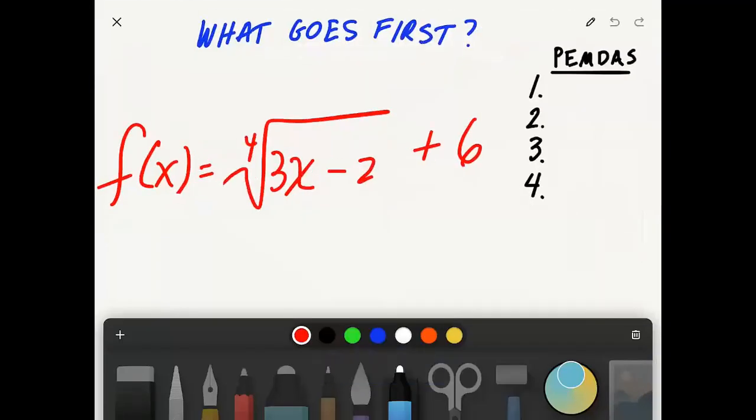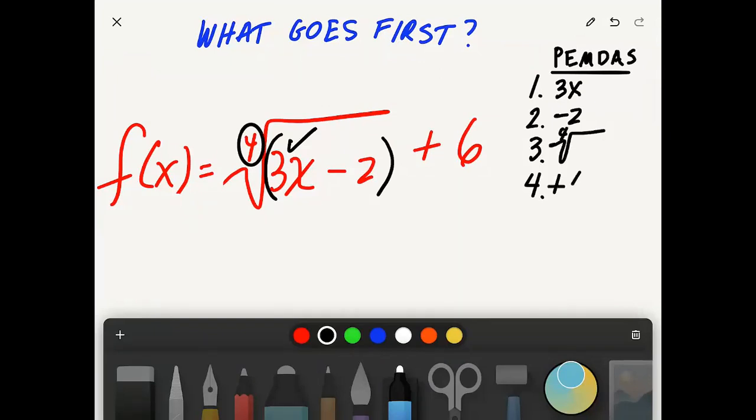All right, here. Now this one, we have to go through, and we're going to use PEMDAS. So what's the first thing you should do here? Well, the first thing you should do is whatever's inside that fourth root, you're going to do that first. So the very first thing we're doing is we're multiplying x by 3. And then we subtract 2. And then we're taking the fourth root. And then we add 6.